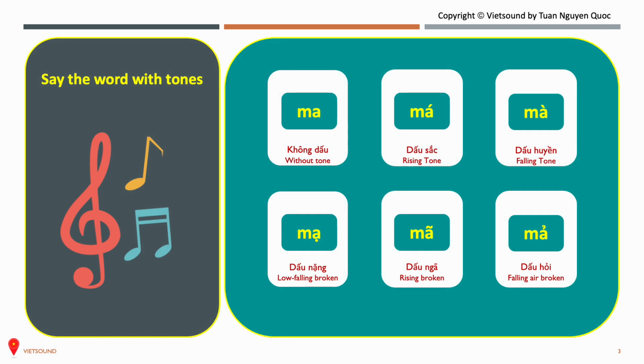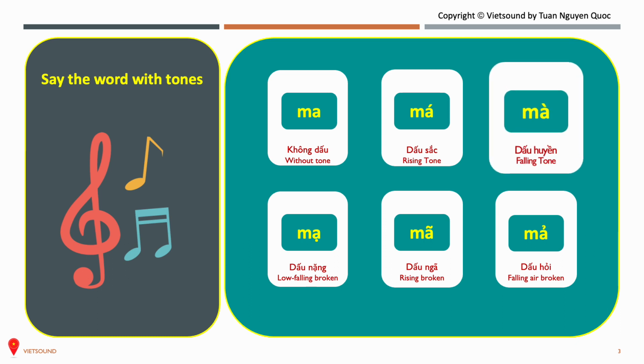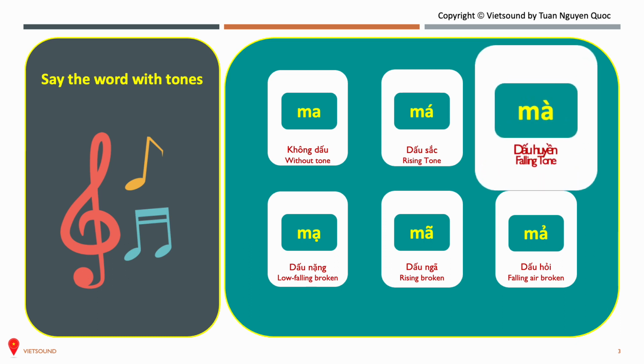So if you want to be a master in Vietnamese, you have to know about the tone. A word in Vietnamese can be without tone, with rising tone, falling tone, low falling broken tone, rising broken tone, falling air broken tone. And today we're going to talk about the falling tone. So are you ready? Let's get started.